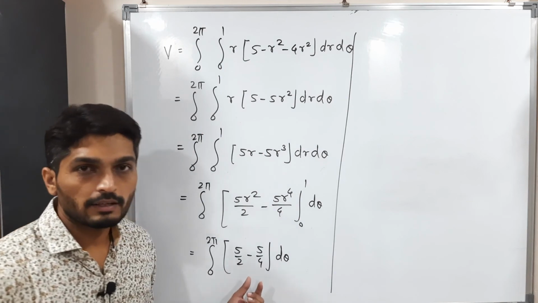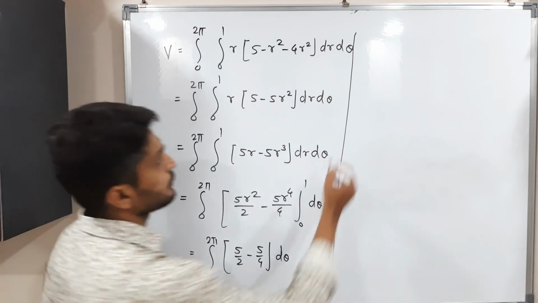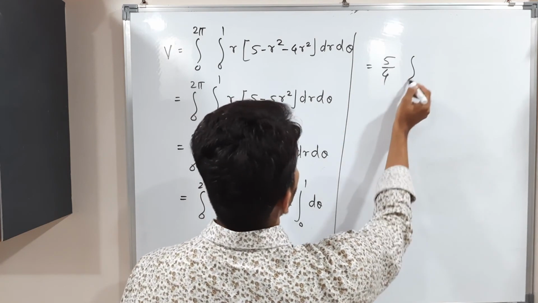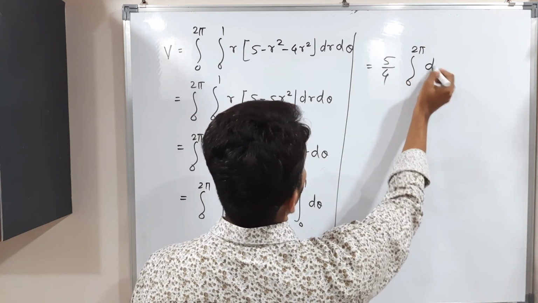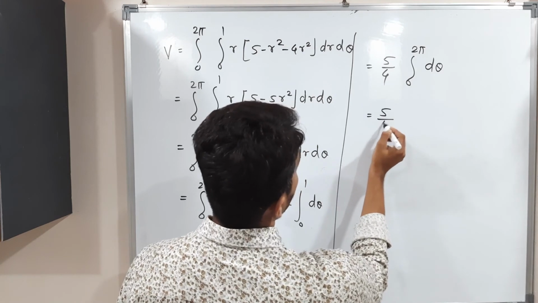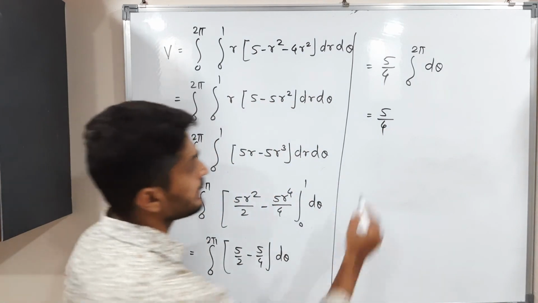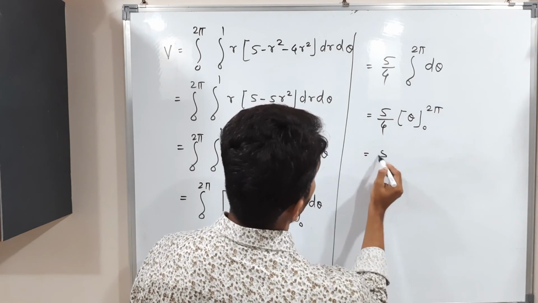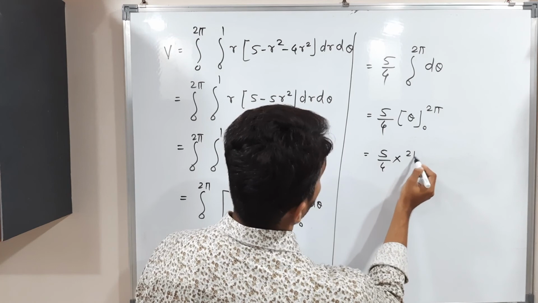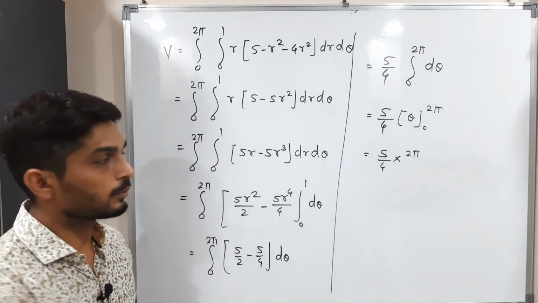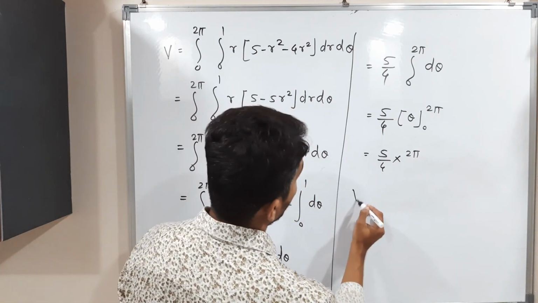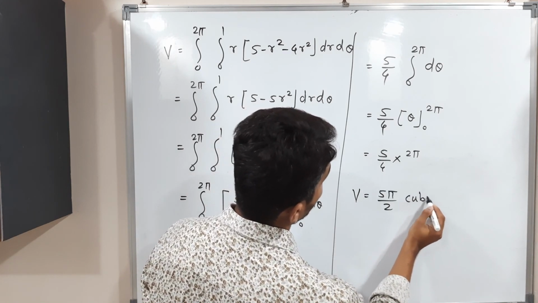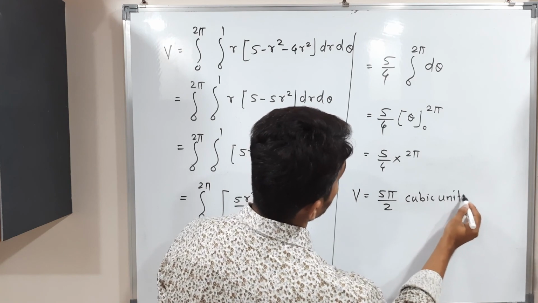So you can easily find 5 by 2 minus 5 by 4, again 5 by 4. So it is 5 by 4, 0 to 2 pi d theta. What is the integration of d theta? It's theta with limit 0 to 2 pi. So this is 5 by 4. If I put upper limit 2 pi, and lower limit 0, see, 2 will get cancelled and we will have 5 pi by 2 cubic units. So this is the required volume.